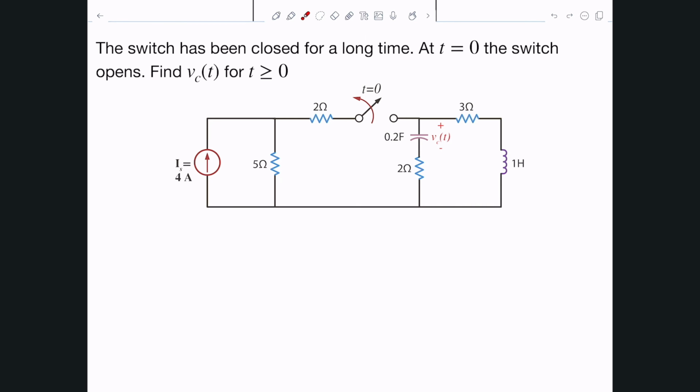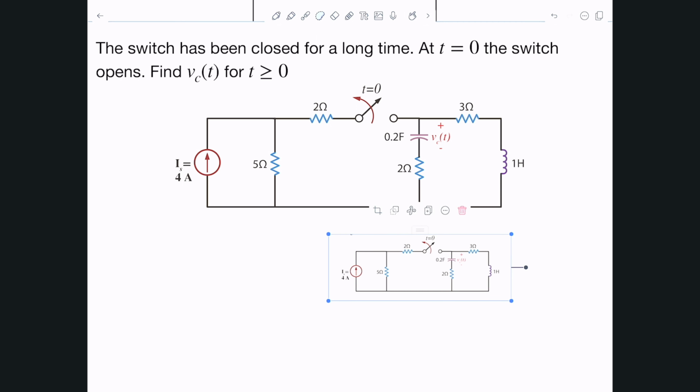In this example, we're given a circuit that contains a couple of storage elements, a capacitor and an inductor, and they cannot be combined, and we're being asked to compute the voltage across that capacitor after switching. So we have a switch in here, and we were told that that switch was closed for a long time, and then at time equals 0, it opens, and we're asked to compute what that Vc of t is after switching.